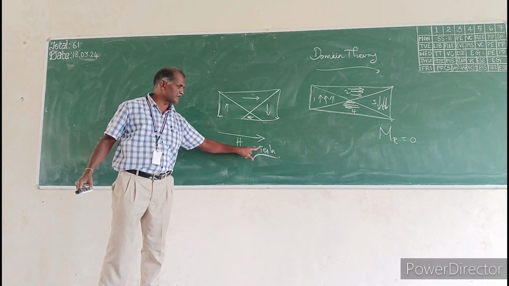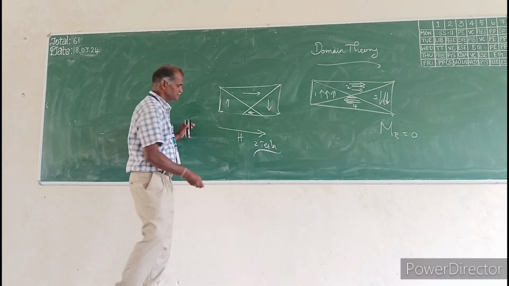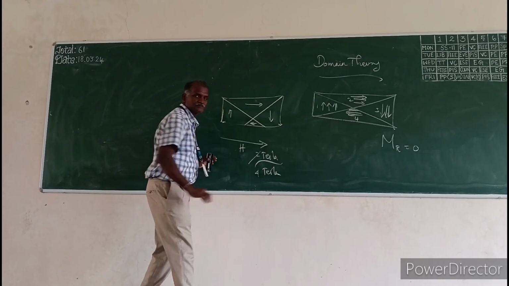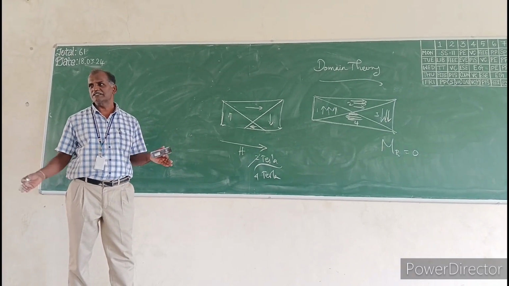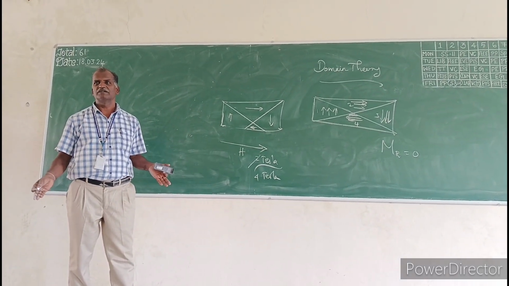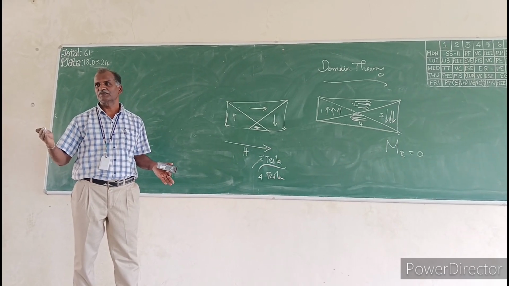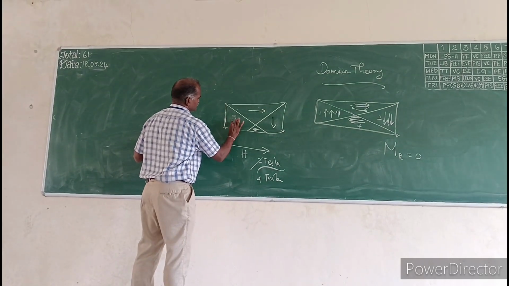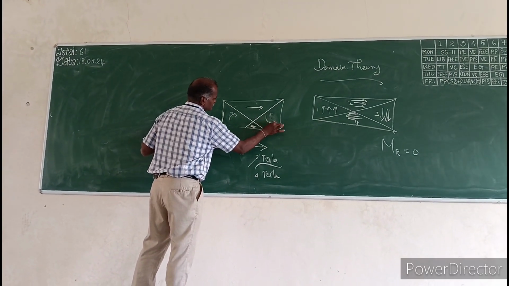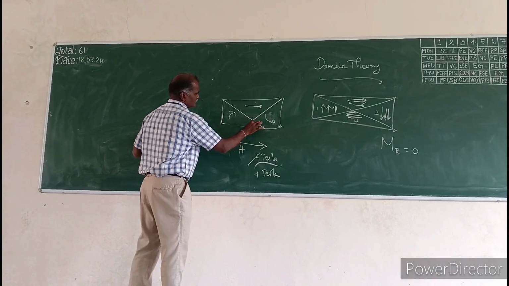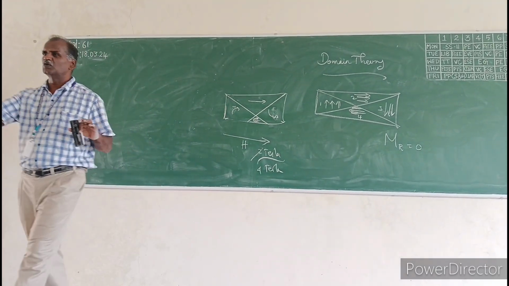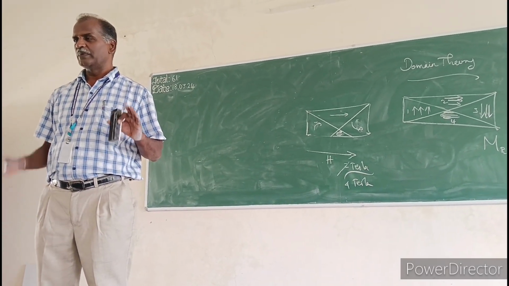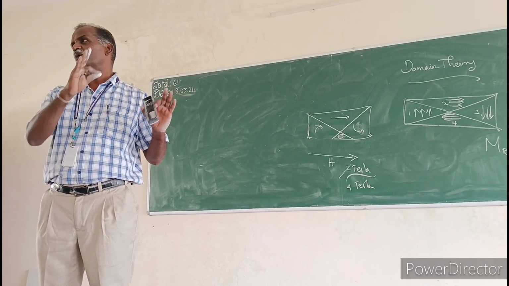If the magnetizing field is increased still further, what will happen? Instead of 2, if you apply 4 Tesla, all the remaining 3 domains try to change in favor of the external magnetic field direction. Like this, all the domains will try to rotate in the direction of the external magnetic field. In this way, the walls of the domains move.